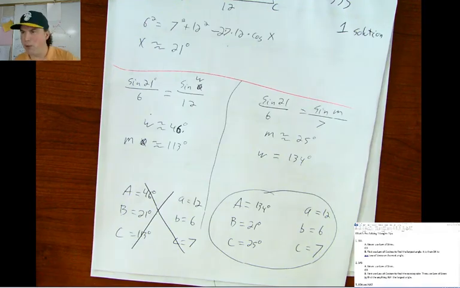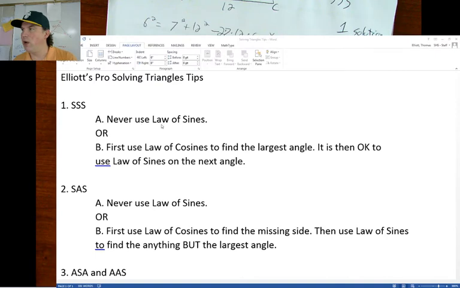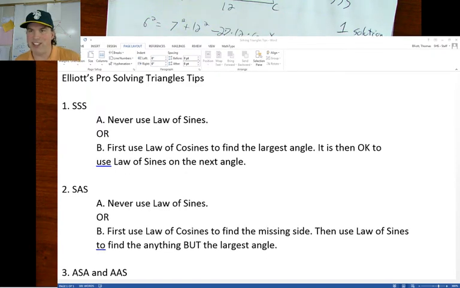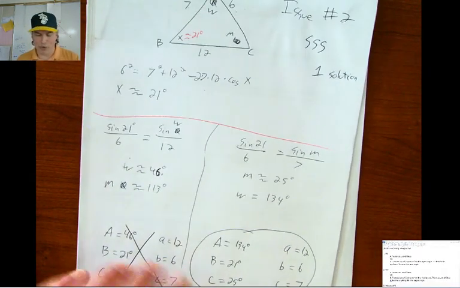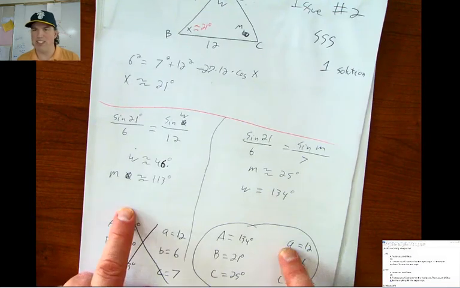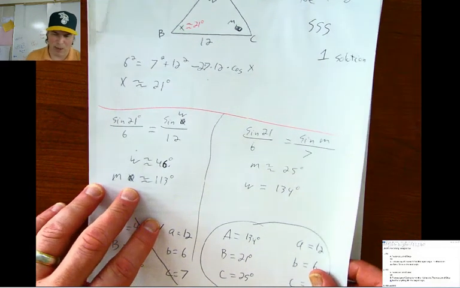So advanced people, this is great advice to follow. Never use law of sines, but if you really must, use law of cosines to find the largest angle. Then it's okay to use law of sines on the rest of it. If you follow that advice, it'll always work. If you don't follow that advice, you're ultimately going to get two solutions due to the sine inverse, and you have to decide which one to throw out. That's kind of an issue. But if you just followed Elliot's advice, you don't have to worry about that.